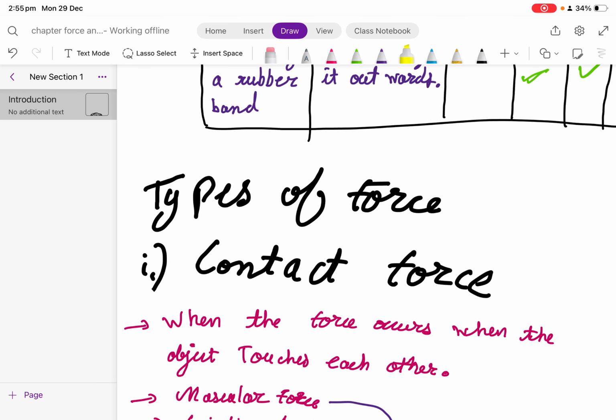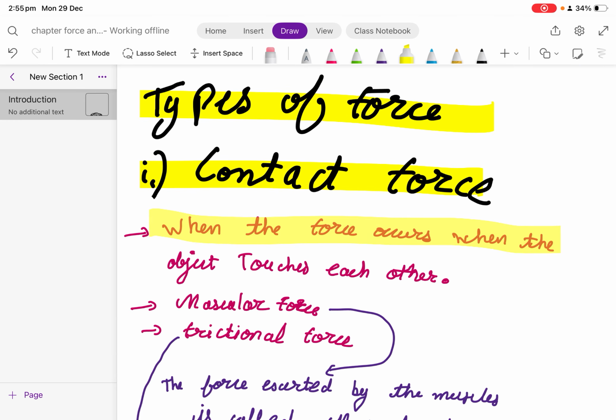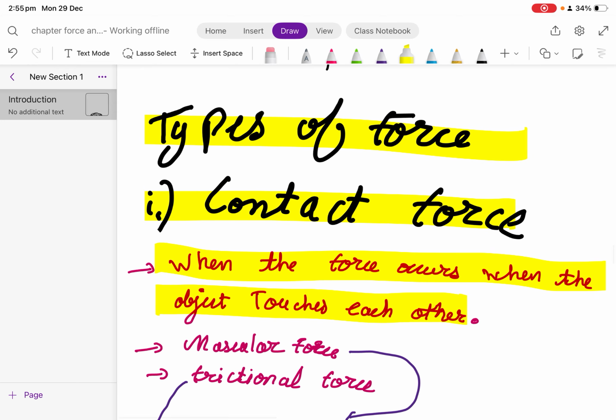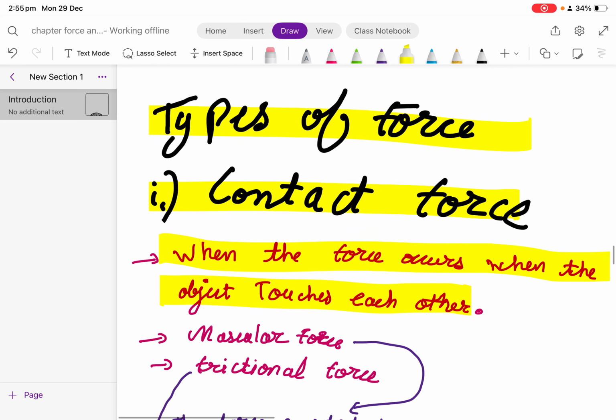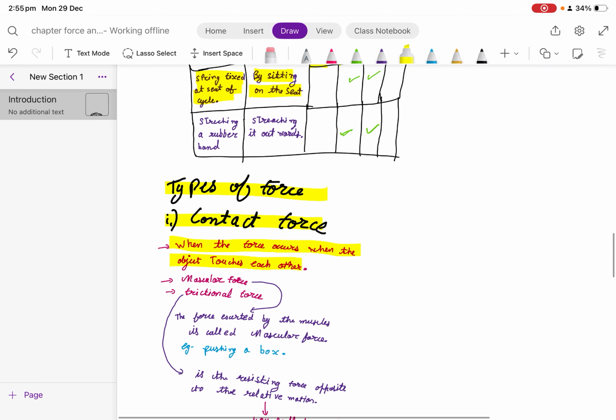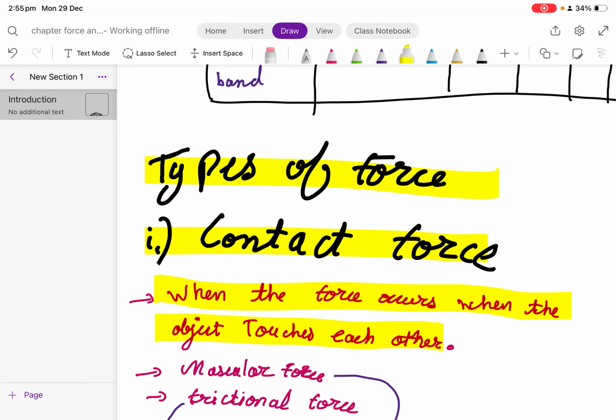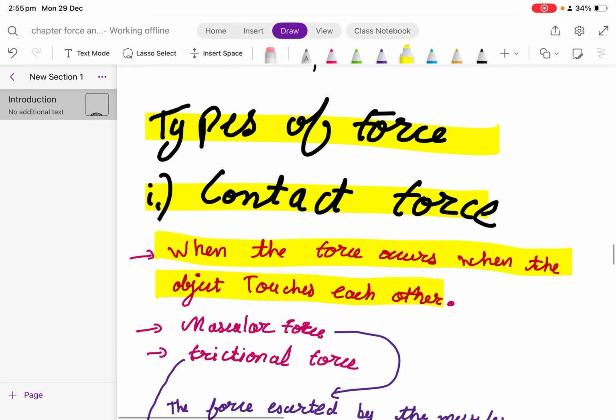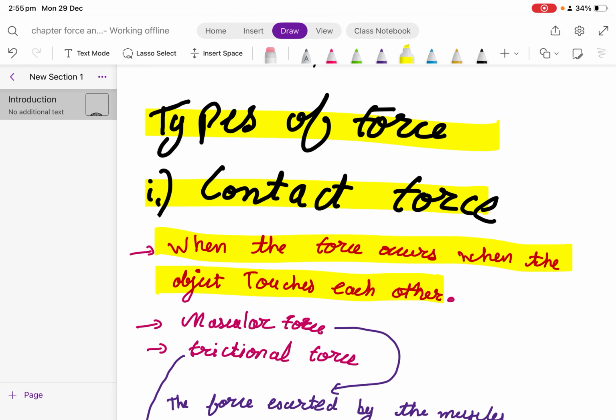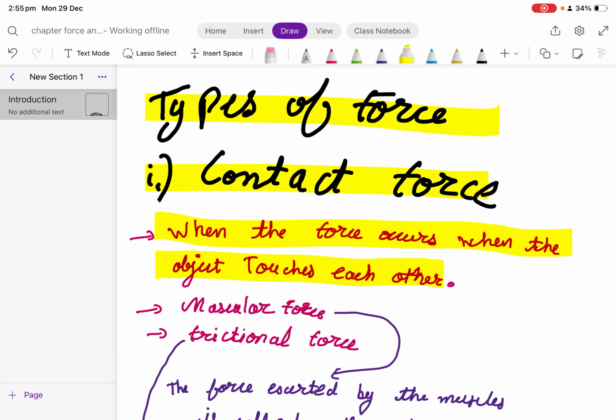Now we'll be discussing types of force. The first type is contact force. Contact force occurs when the objects touch each other. I said, the force occurs when the bodies or objects touch each other. An example is when you push a box. When you push a box, there is a force acting upon it, which is contact force. And there are two types of contact force: one is muscular force and one is frictional force.